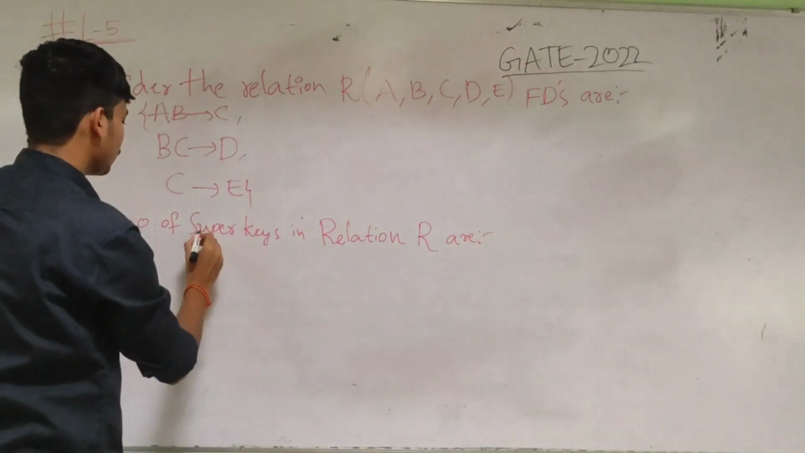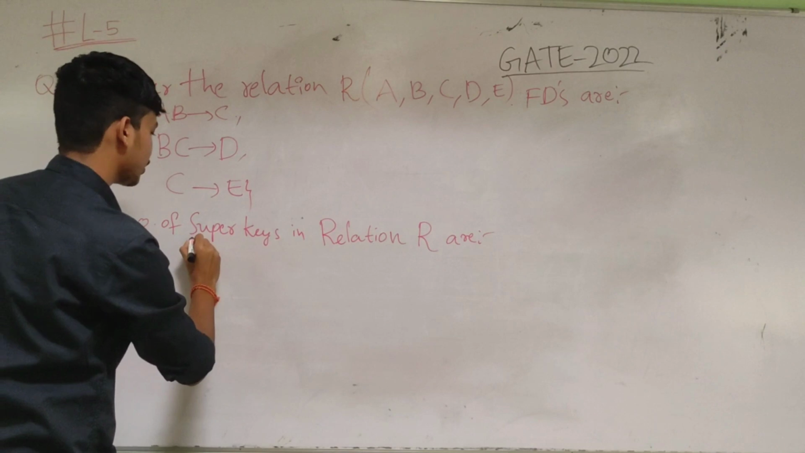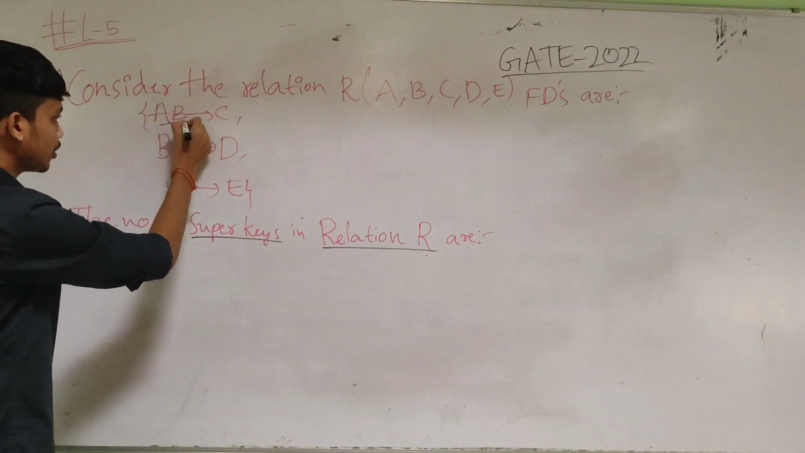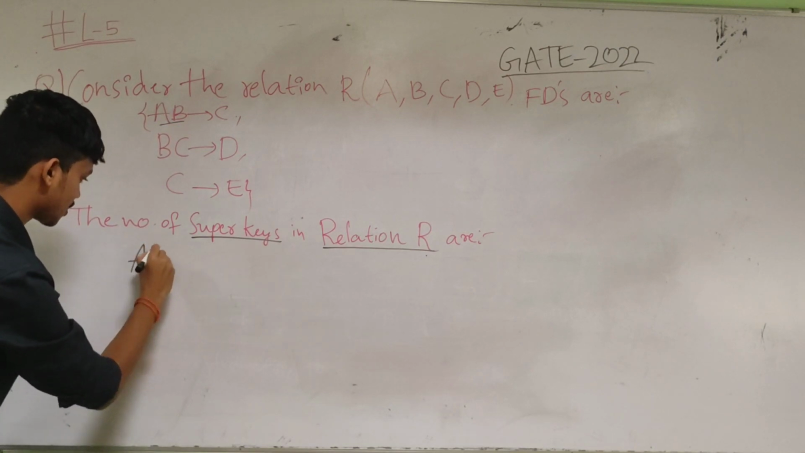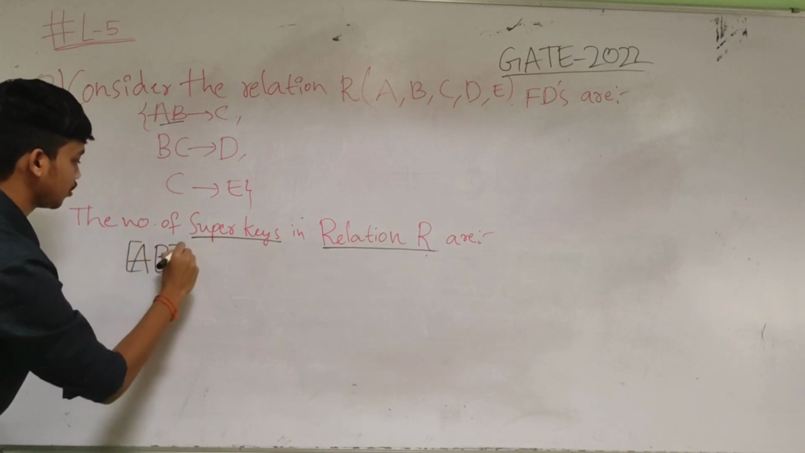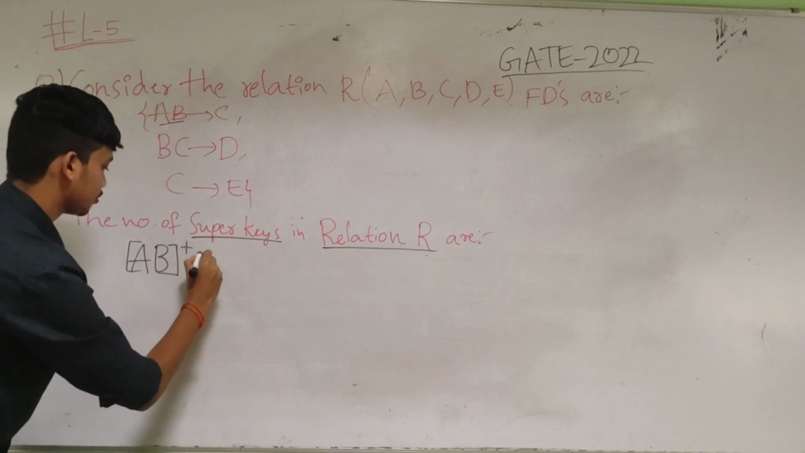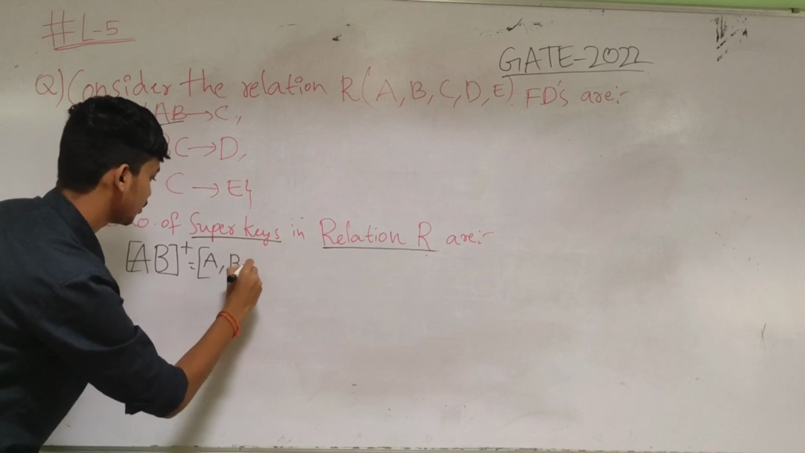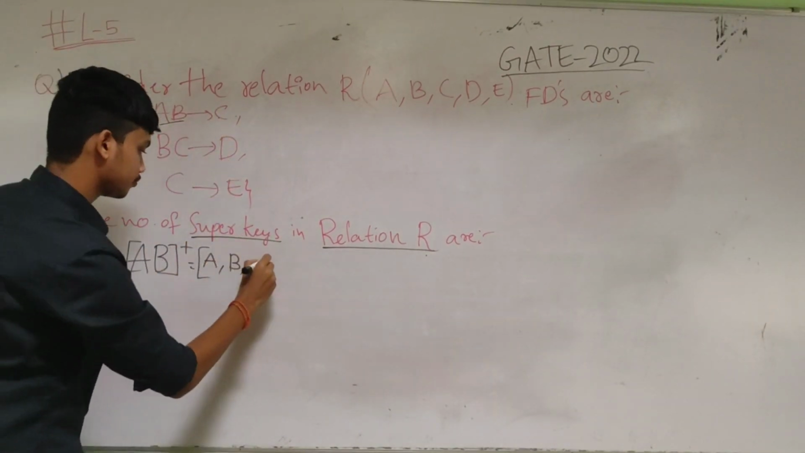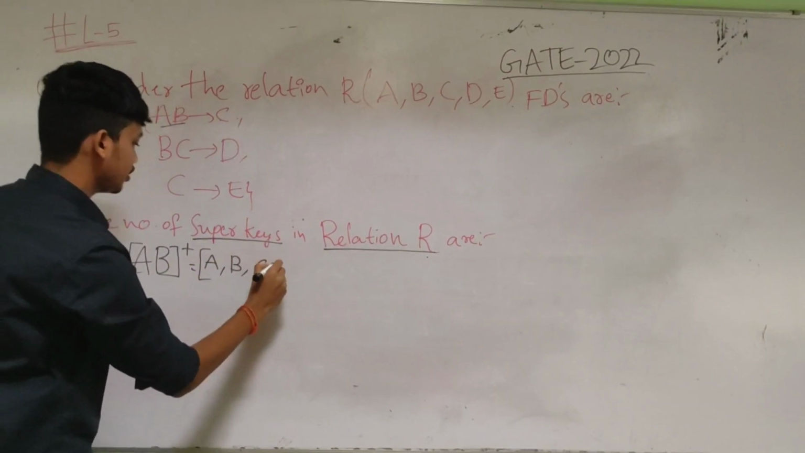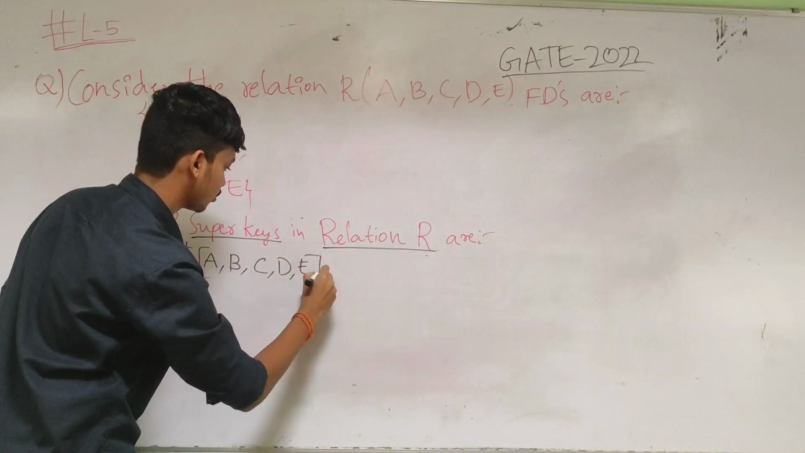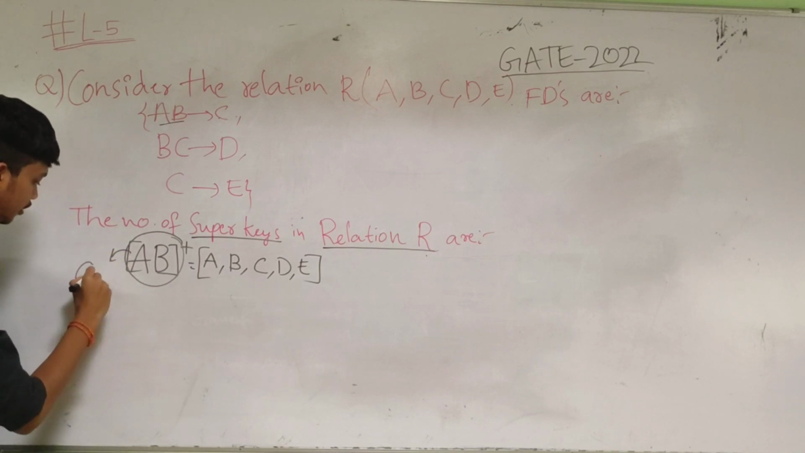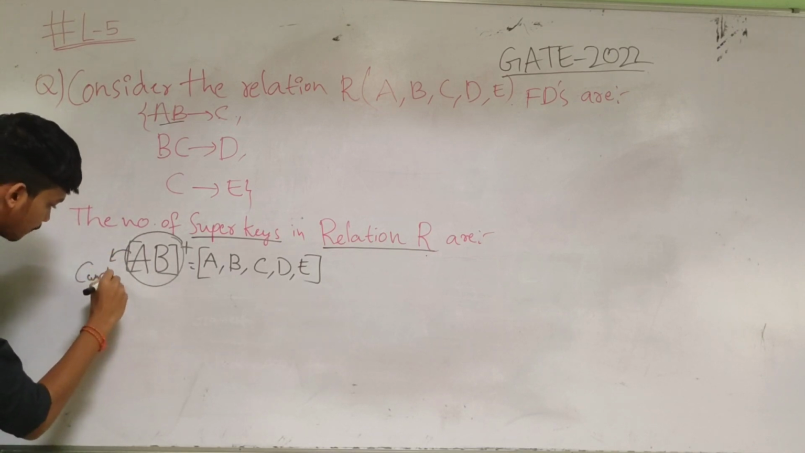First, they are asking for the number of super keys in relation R. Let us first do the closure of AB. What can we get? We can get A, B. With B we can get C. With C we can get E, D. With D we can get E. So we can say AB is a candidate key.